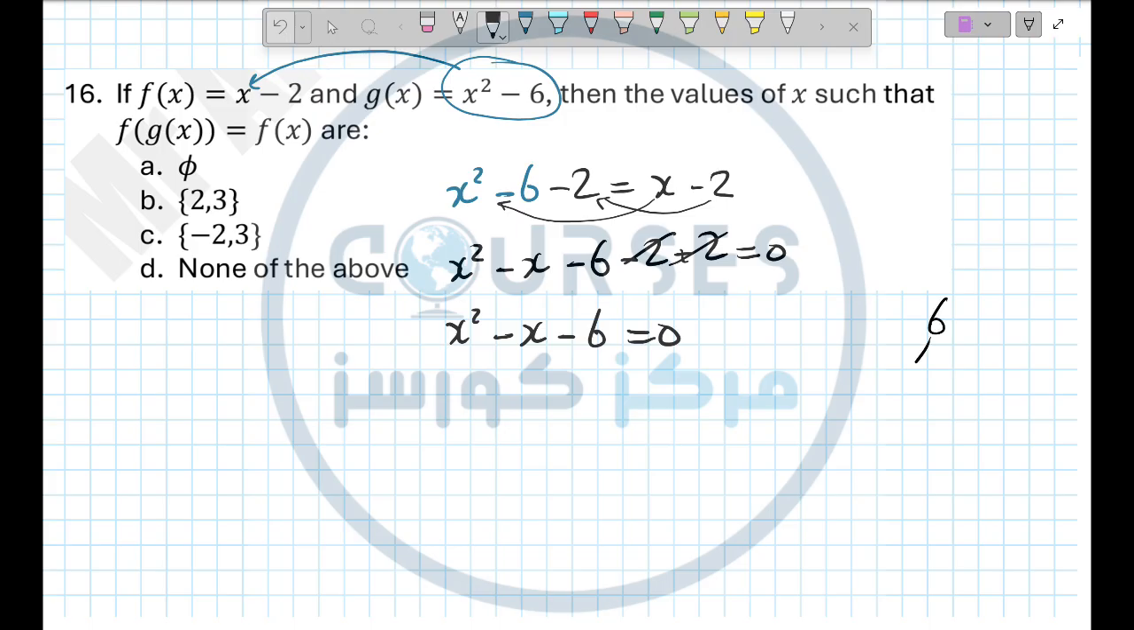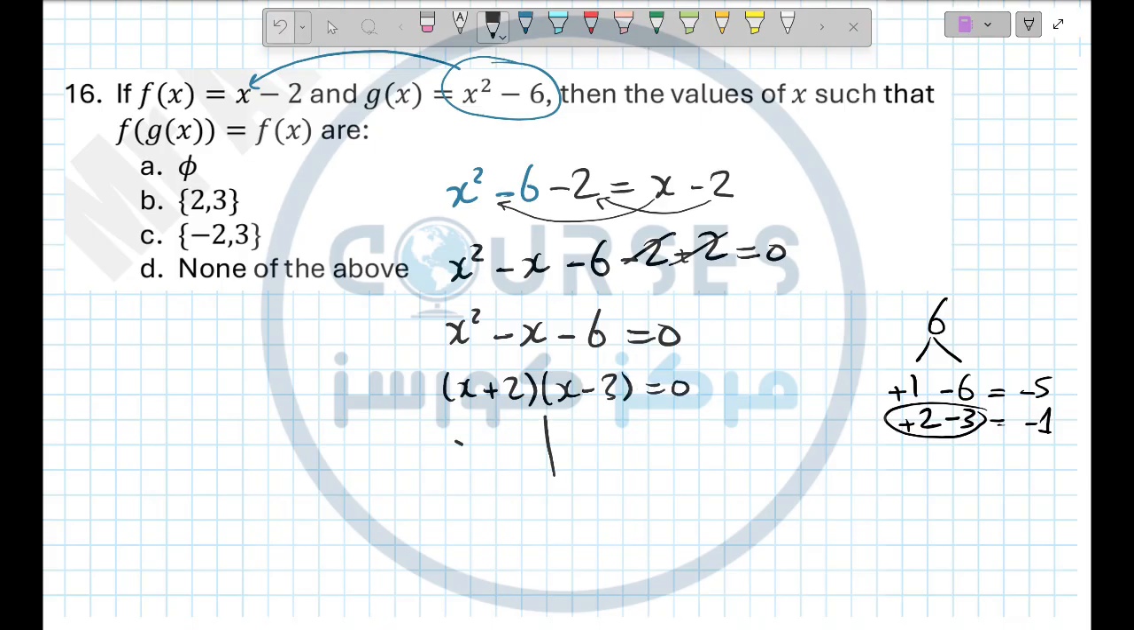So let's factor the 6. 6 is 1 times 6, 2 times 3. The bigger number is negative, the other number opposite. So this is negative 5, this is negative 1. So clearly we want the middle one that gives us negative 1. So x plus 2, x minus 3 equal to 0. Switch their signs to be fast. This is x equal negative 2, x is equal to 3, negative 2 and 3 is this one.